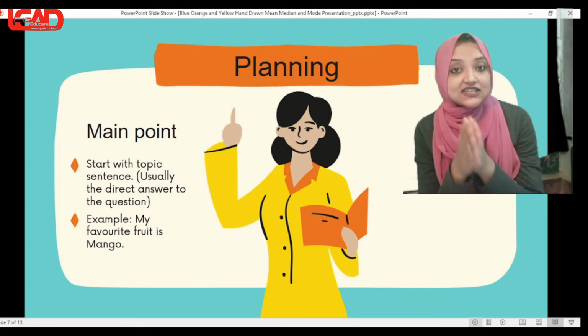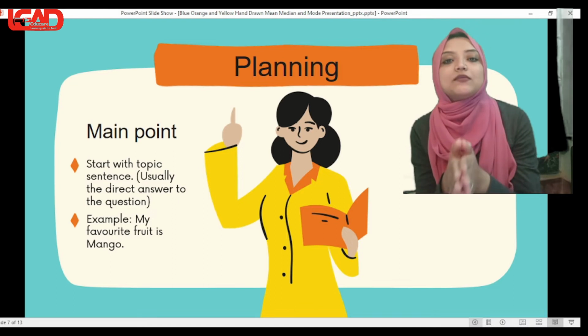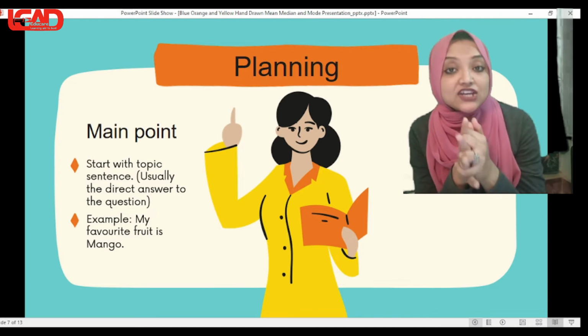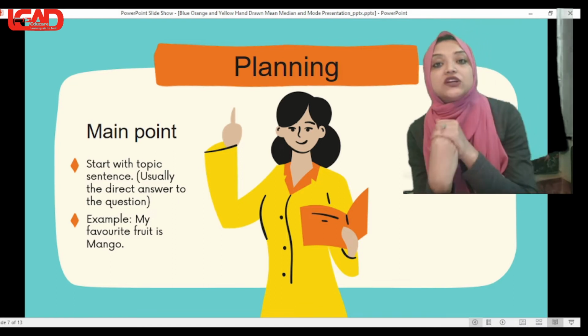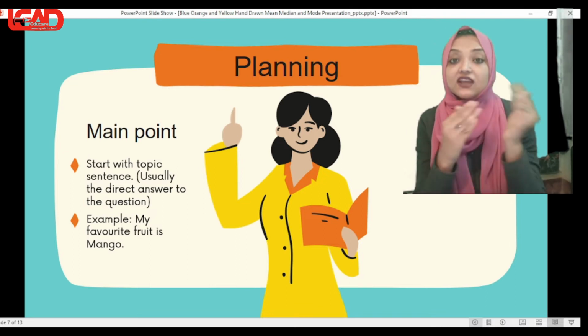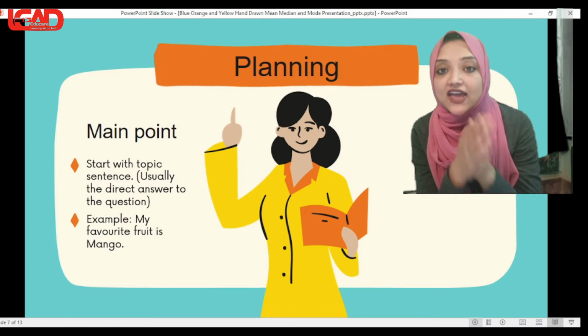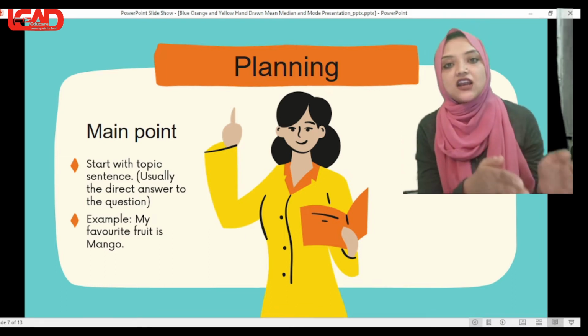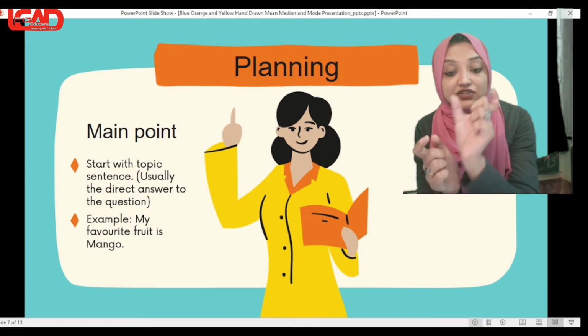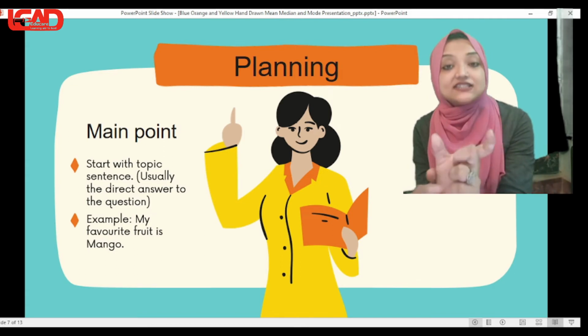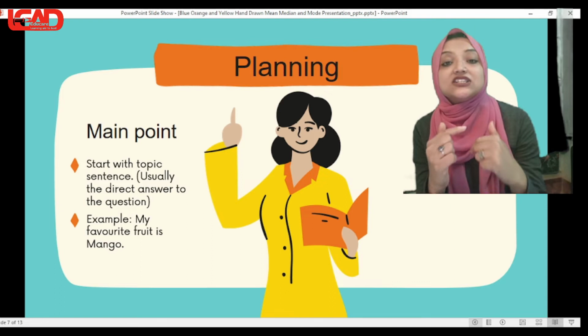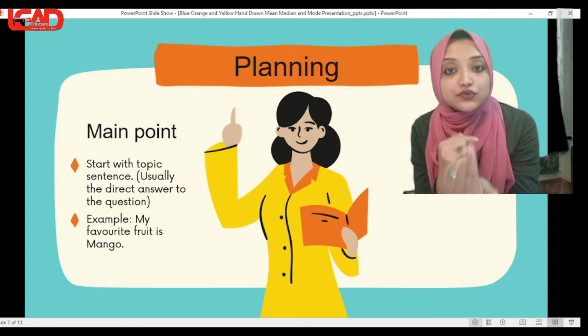In that case, there's another example. If the examiner asks you, do you like traveling, or are you a person who loves to travel? Your main point for that question should be either, yes, I love traveling, or no, I don't love traveling. And that is your first sentence. That's your main point. It is directly connected to your question.